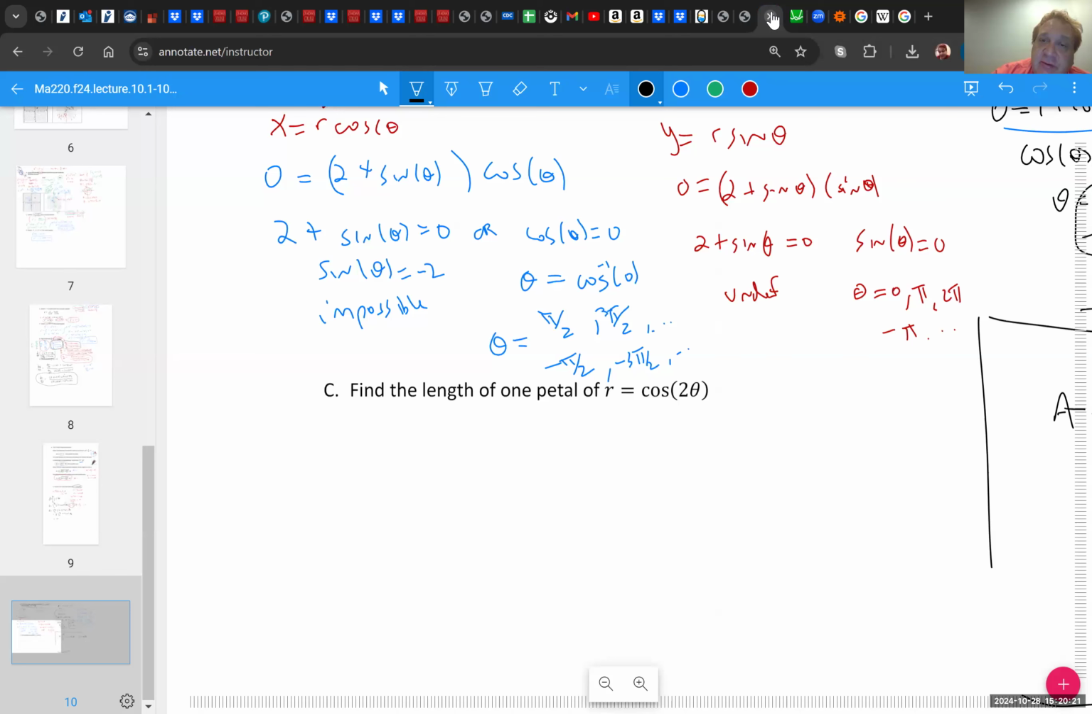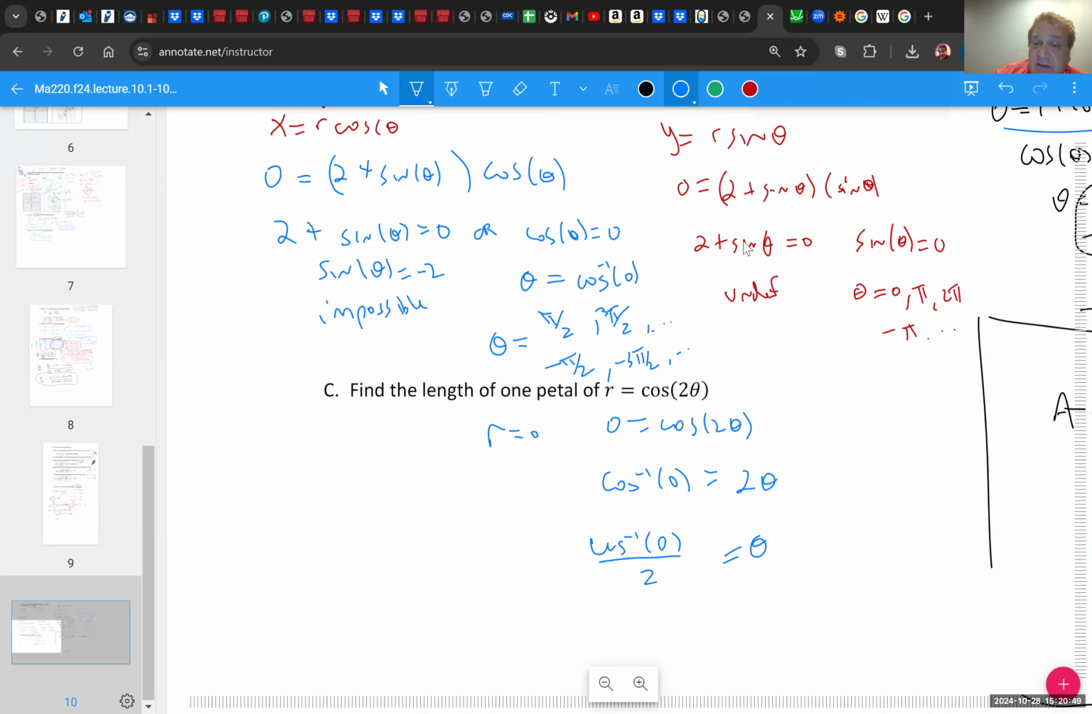So I have my equation. I need r is equal to 0. So I get 0 is equal to cosine 2 theta, or I get the inverse cosine of 0. And I'm going to have to divide by 2 because that's equal to 2 theta. So theta is whatever this inverse cosine of 0 is. I need the x value to be 0.